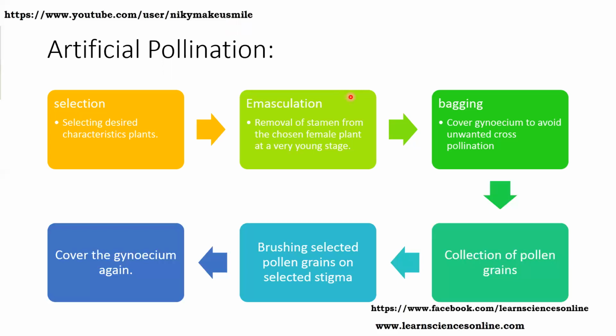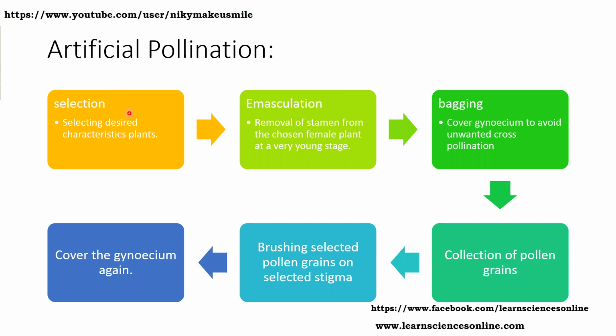Suppose I have two varieties of plant. One has good yield and the other is disease resistant. So I want both characteristics in one generation, which is good in yield and disease resistant. For that I will select the plants. I will select a male plant and then I will select a female plant. So the very first step of artificial pollination is selection.